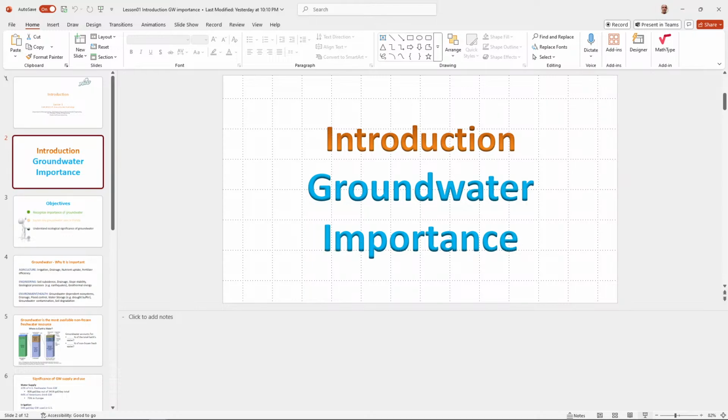Okay, some other numbers: what are the groundwater supply and use worldwide? Worldwide, the amount of groundwater we extract each year is about 1,000 cubic kilometers per year. That's on average, a little bit less than this number, about how much groundwater we extract per year worldwide.